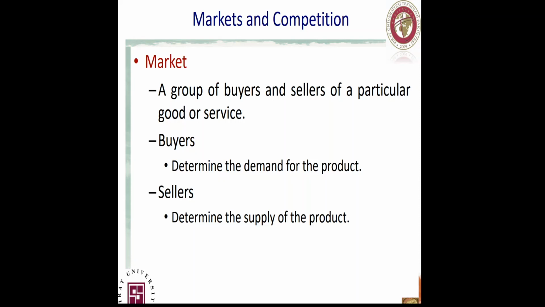So buyers are interested in buying a product or demanding a product or a service. This is the definition of buyers, and sellers are actually those who supply the product or produce it and sell it or provide it to the market to sell it.